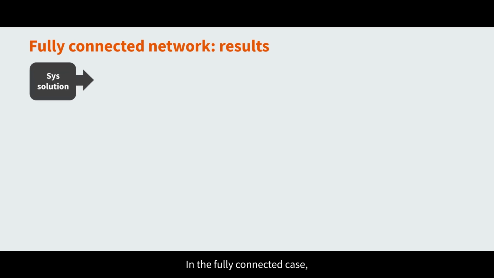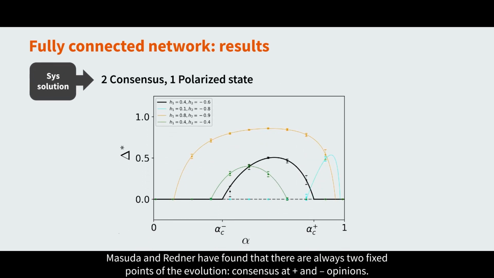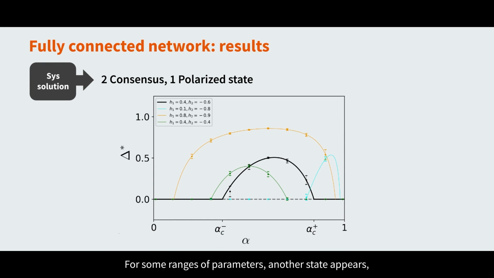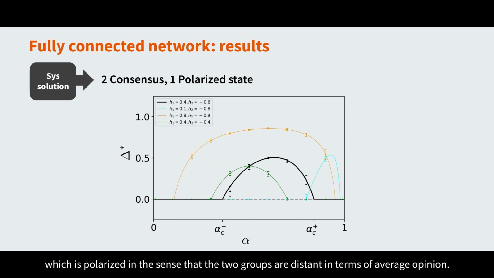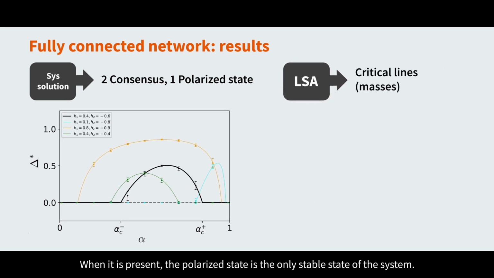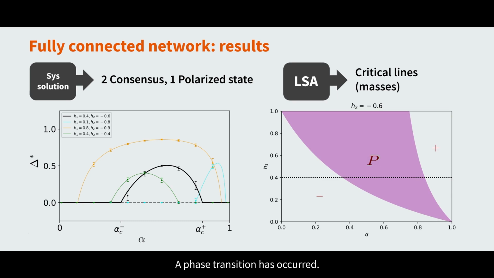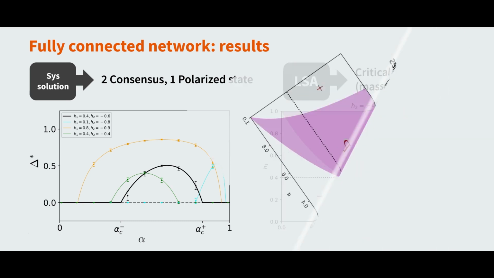In the fully connected case, Masuda and Redner have found that there are always two fixed points of the evolution, consensus at plus and minus opinions. For some ranges of parameters, another state appears, which is polarized in the sense that the two groups are distant in terms of average opinion. When it is present, the polarized state is the only stable state of the system. A phase transition has occurred.